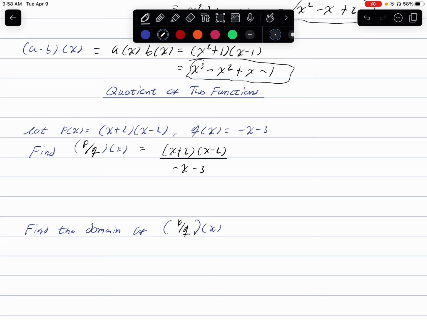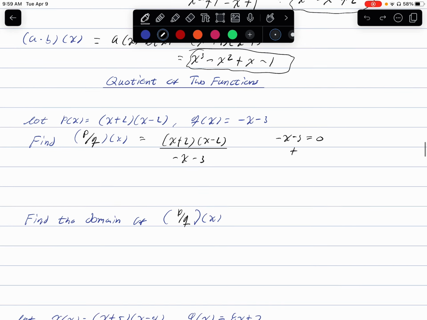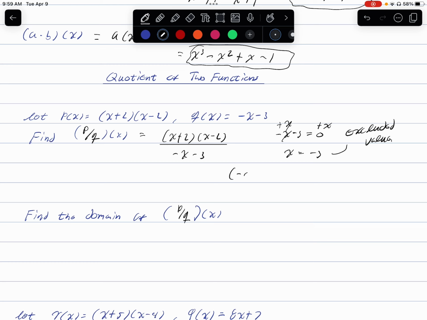For our excluded values, we take negative x minus 3 and set it equal to 0. We can add x to both sides, and that's going to give us x is equal to negative 3. So that's our excluded value. Let's write everything but the excluded value. We're going to have the interval from negative infinity to negative 3 with parentheses, union negative 3 to infinity with parentheses, and that is going to be our domain.